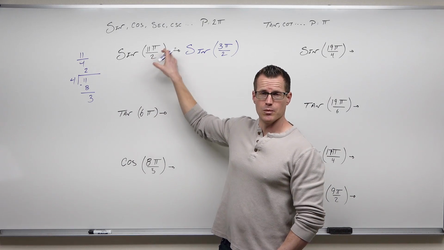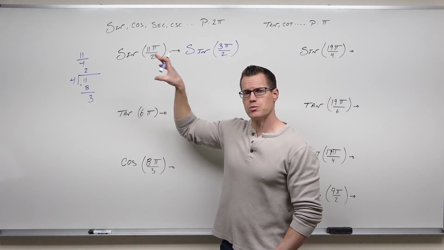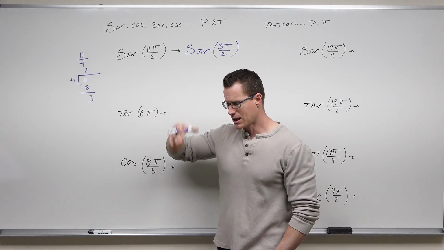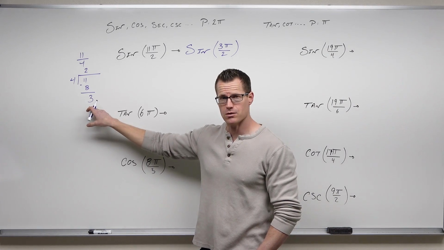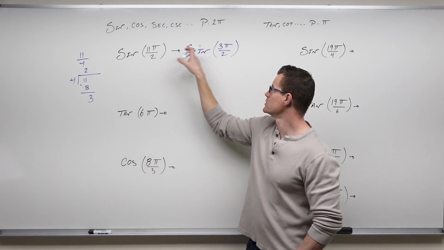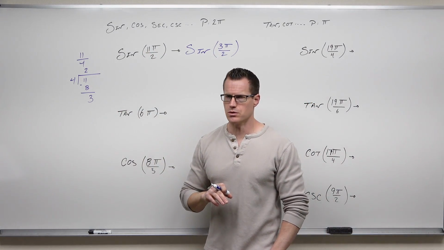Take your denominator, multiply your period, divide your numerator by that number. Your pi's are going to cancel, and you're looking for the remainder. That becomes this new numerator, and it will be somewhere on your unit circle.